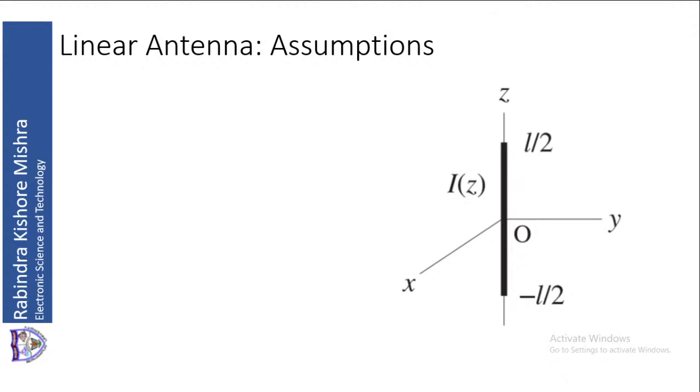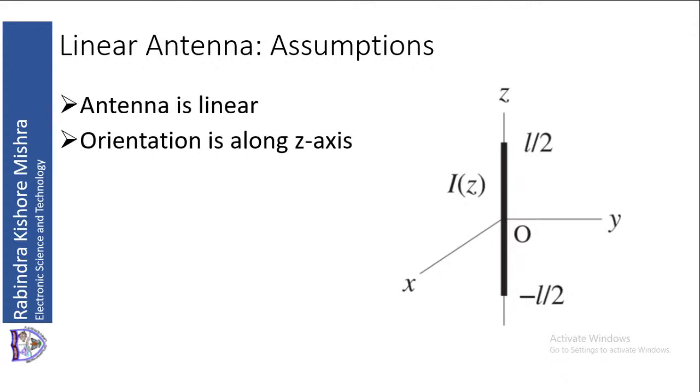Now let us make the assumptions for this antenna. The first assumption is that the antenna is linear, which we have already discussed. The second assumption is that it is along the z axis. The extension is from minus L by 2 to L by 2 along the z axis. So in the negative z direction it ends at minus L by 2, and in the positive z direction it ends at plus L by 2.